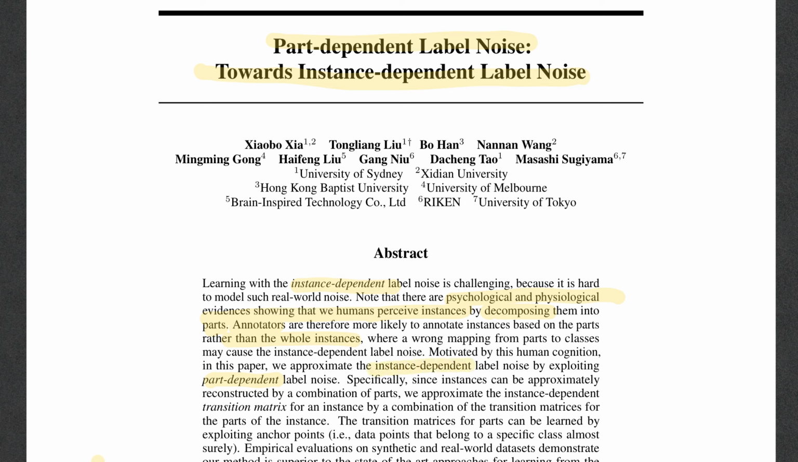Basically, they mentioned that if you consider the transition matrix, which indicates to what extent one label can be mislabeled as another, you can construct it by a combination of part-dependent transition matrices. And then they combine these into creating the transition matrix. And empirically, they show that this approach is superior to the state-of-the-art approaches when it comes to learning instance-dependent noise.